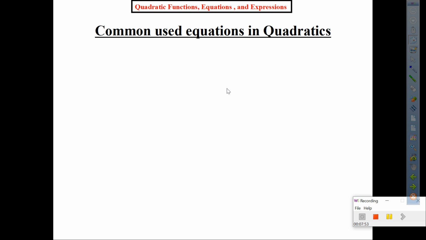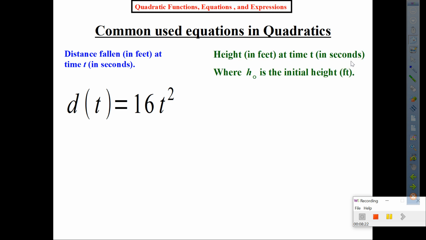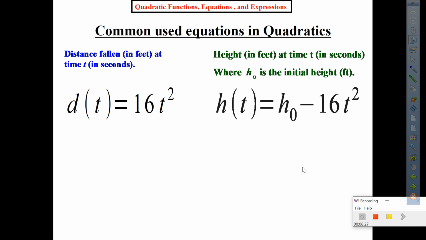Alright, so before we get started with work problems, there's two common types of equations used. The first one is about distance fallen in feet over time, and that formula looks like this: D of t equals 16t squared. The second one is this one: height in feet at time t in seconds, where h of 0 is the initial height in feet. Copy those two, please.